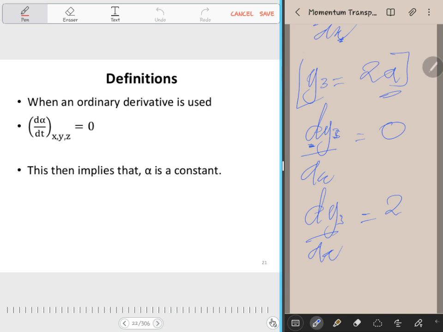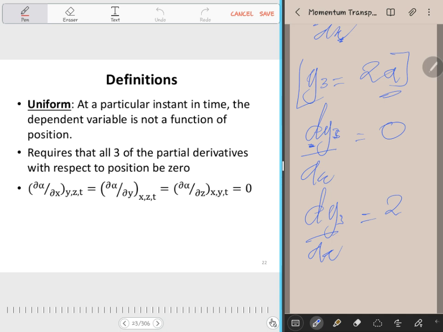The same thing here, but because we are doing it in only one direction, we have an ordinary derivative with respect to only one of these. It could be any of these ones. The derivative is still 0. It means that A is constant, or whatever the function is, it doesn't depend on x, y, and z. Are we okay?